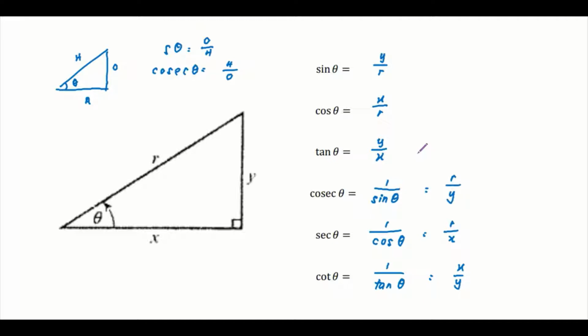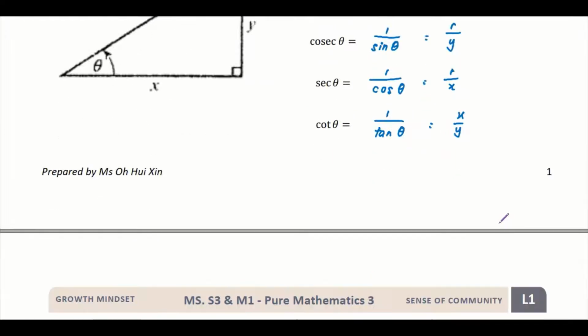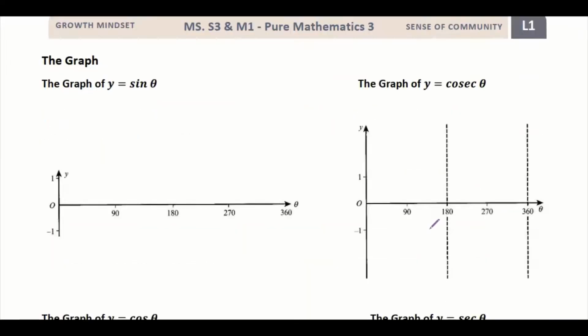Okay, so for the next part, same thing. As we learn trigonometry functions, you need to know how to draw the graph. So we'll be doing some recap, like a revision of what you have learned previously in Pure Math 1. Then after that, we move on to the cosecant and the secant and so on.